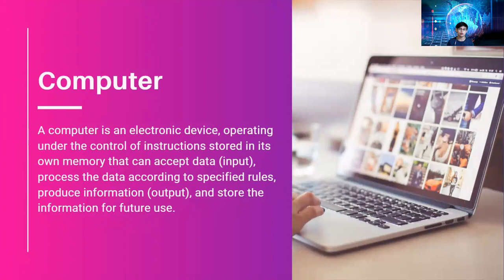Of course, a computer is an electronic device operating under the control of instructions stored in its own memory that can accept data or the input. It processes the data according to specified rules, produces information, and stores the information for future use. So I believe you have already used a computer. You can see it in school or at home or anywhere. So again, it is an electronic device operating under the control of instructions stored in its own memory. As easy as that.